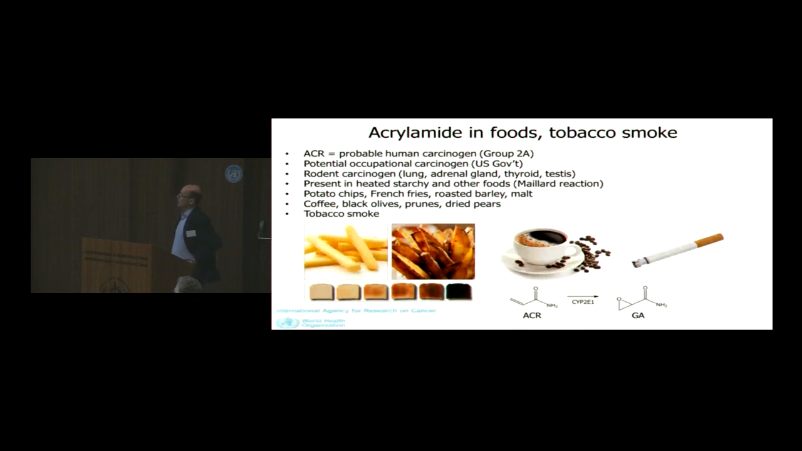Most recently, we focused on acrylamide because that's a compound which has been probably human carcinogen. It's carcinogenic in rodents for sure. It forms in heated starch in other foods due to the Maillard reactions. And you can actually find it in foods like fries, toast, also in coffee, and certainly in tobacco smoke. And acrylamide is metabolized in the body to glycidamide, and that is the reactive epoxide that can attack DNA and possibly other molecules.